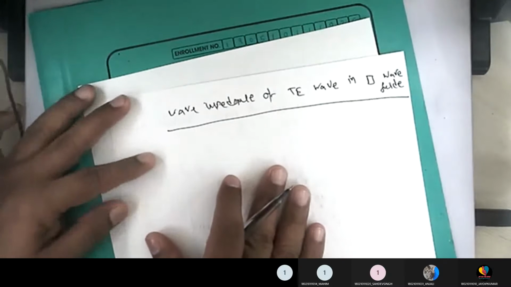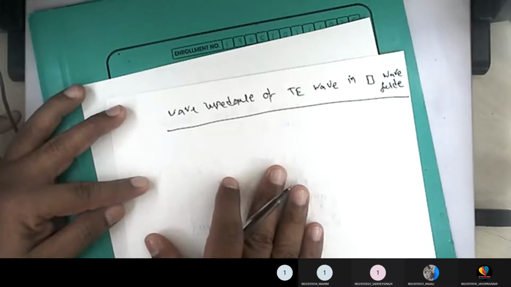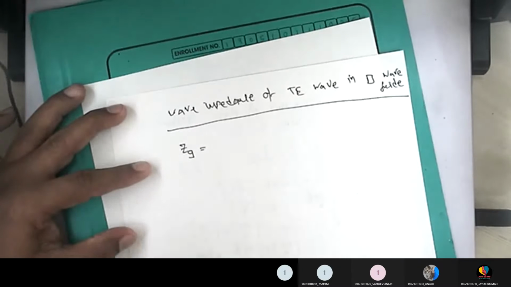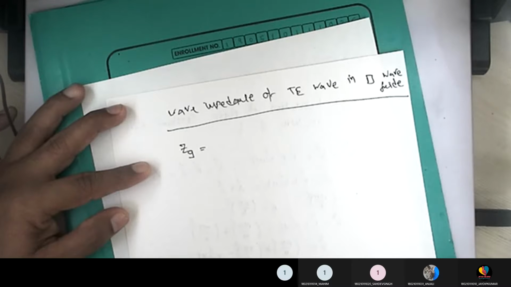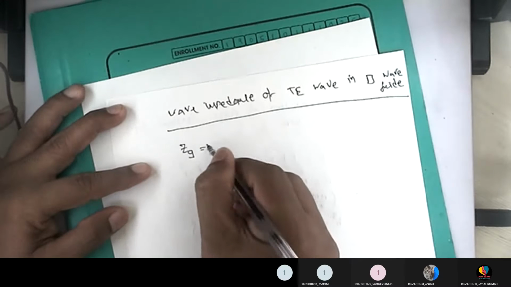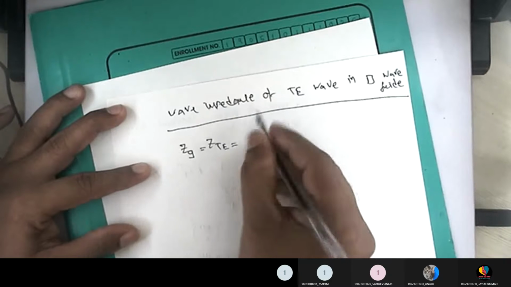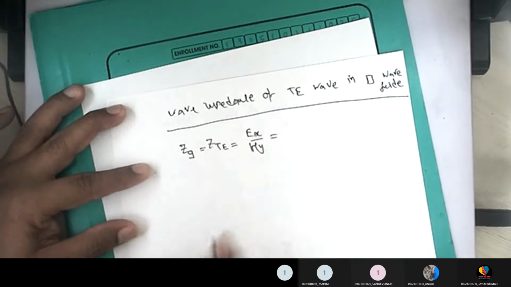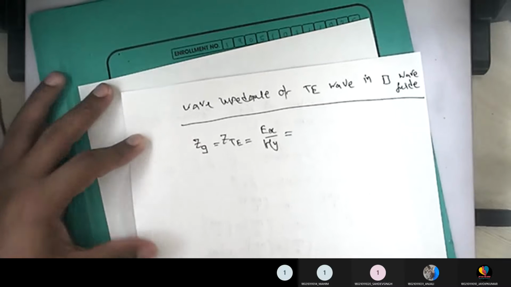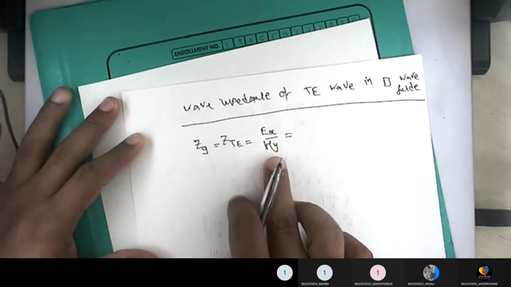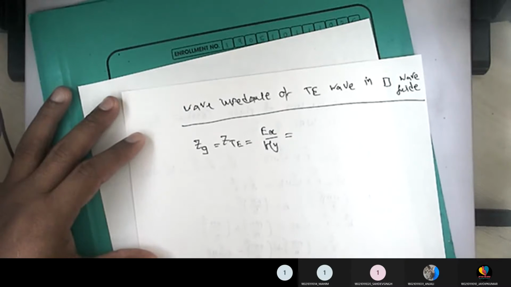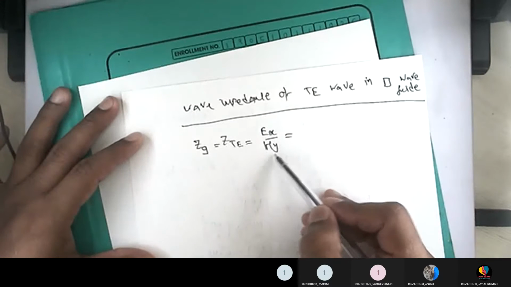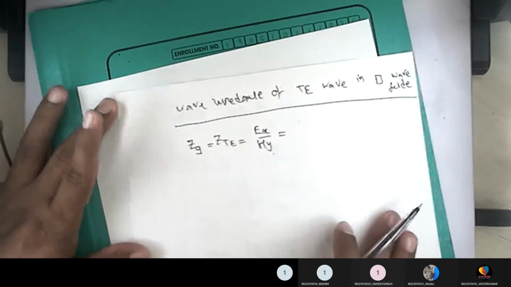Okay, so how to derive this part? Now, all of you are aware that the wave impedance in the case of a rectangular waveguide, in particular for a TE wave, is ZTE, and that is nothing but the ratio of the two fields, EX by HY. When we derived the TE wave in a rectangular waveguide, we obtained these expressions of EX and HY. So let me put those expressions here once again.